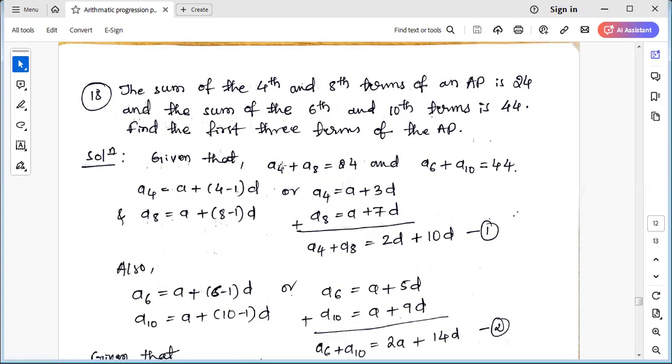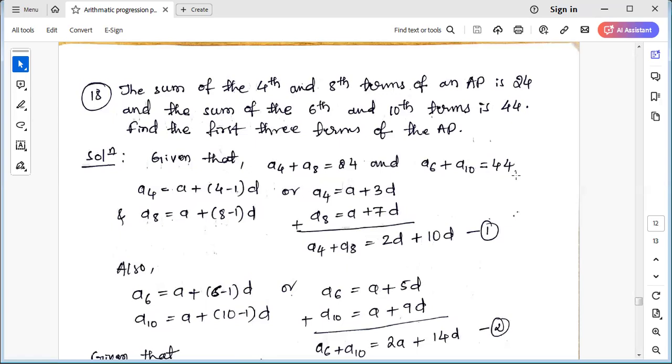Given that a4 plus a8 is equal to 24, that means the sum of the fourth and eighth terms is 24. So you write a4 plus a8 is equal to 24. And a6 plus a10 is equal to 44, because the sum of the sixth and 10th term is 44. So these are the two equations.